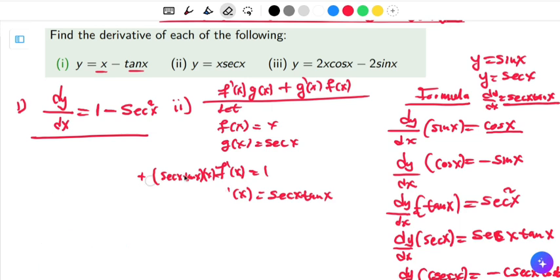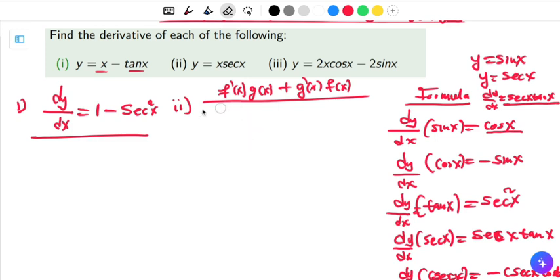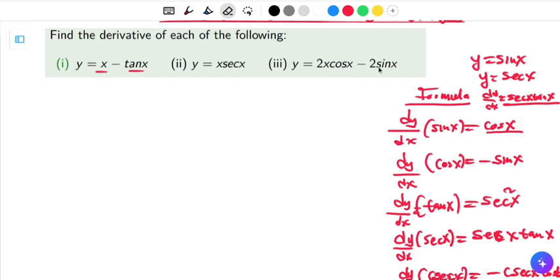What about the third question? The third question involves the difference law as well as the product law, because we have two functions here which are subtracting, and also two functions which are multiplying each other. For the first part, we can let f of x be equal to 2x, then the second part, g of x, is going to be equal to cos x.